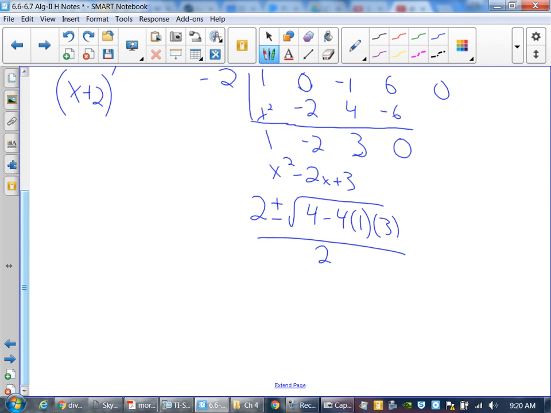So now, this is the case where when you're trying to find all your zeros, sometimes you do have to fall back to the quadratic again.